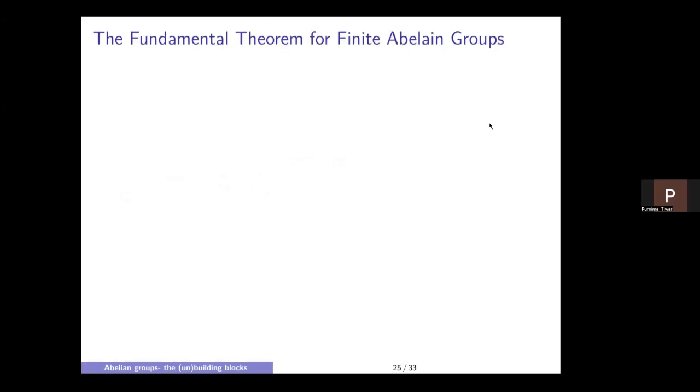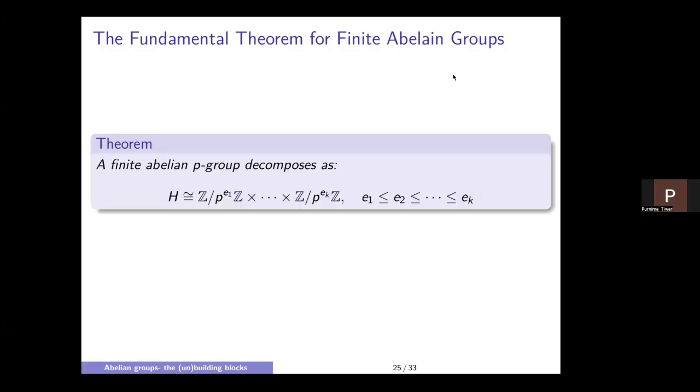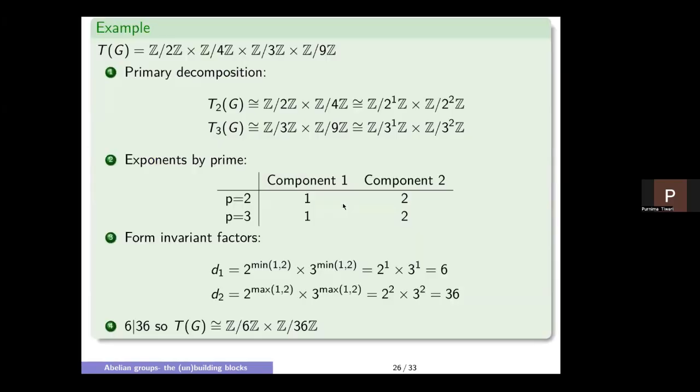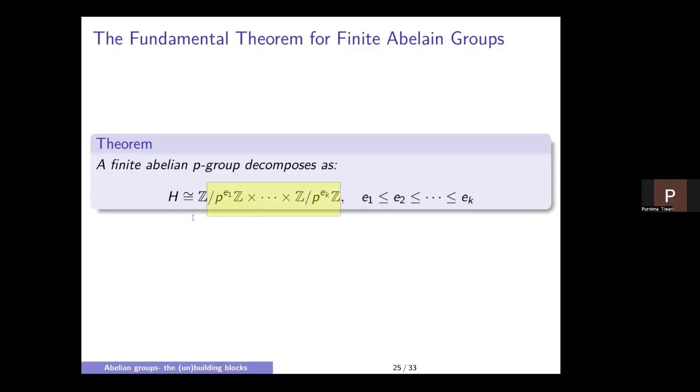Now the fundamental theorem for finite abelian groups. A finite abelian p-group decomposes as this. We have also done it in MLS, I think. I had mentioned this. Say H is a finite abelian group. A p-group just means that its order is prime or a power of a prime, of the form p to the power k, let's say. Then it can be decomposed in this form, where E1 is less than or equal to E2 and so on until Ek.